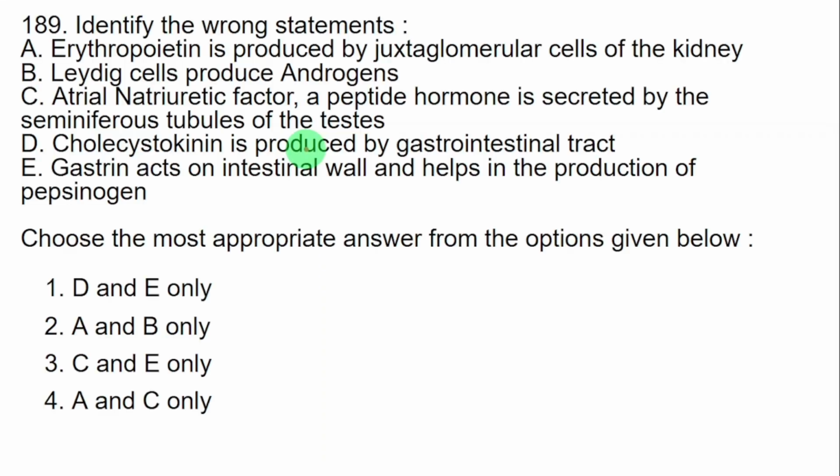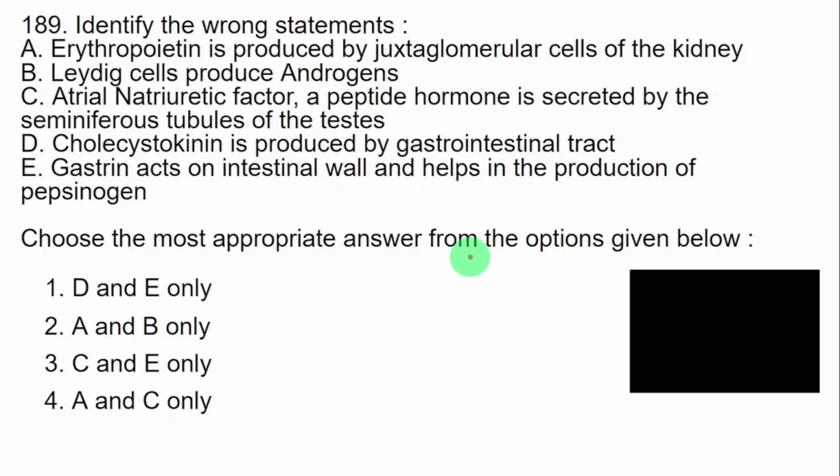Welcome, NEET aspirants. This question is from Chemical Coordination and Integration. Identify the wrong statement. Very important. Erythropoietin is produced by juxta glomerular cells of the kidney. Is it wrong? No. So this is a correct statement.